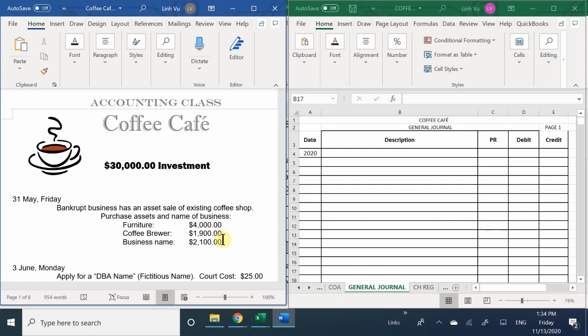So we already had $30,000 to invest to go buy something. This isn't a bank loan or anything. This is our own money. And we decided to purchase the business on May 31st. So Robin says, yes, we need to record. Michelle, what do you think?